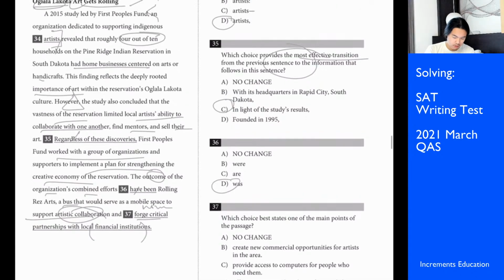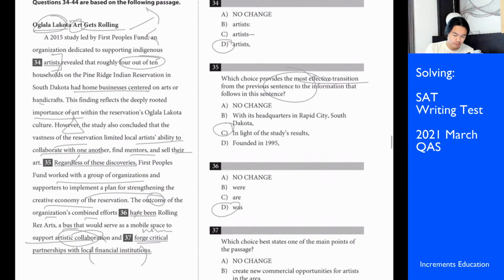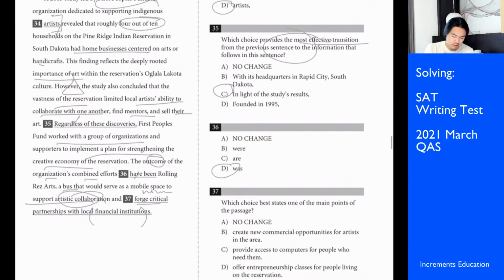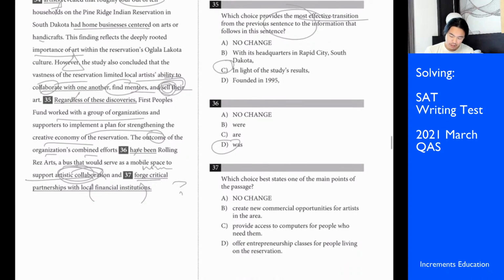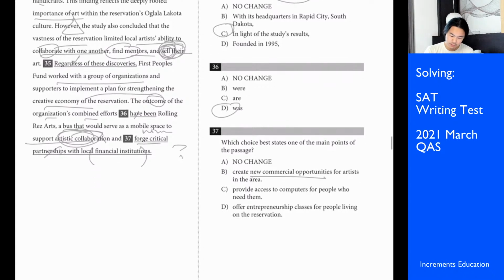I don't think it might be, because the First People's Fund is also financial potentially, but it's not exactly clear. Maybe the sell part, collaborate, find mentors. That's all like people, artistic collaboration. But sell sounds more like financial, so maybe. But this sounds more natural. Partnerships with banks is not the same thing as selling, right? Commercial opportunities. I think commercial opportunities makes more sense. Computers is off. Entrepreneur, that seems off.